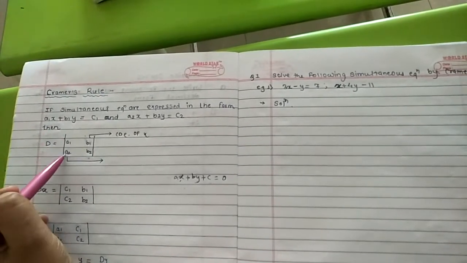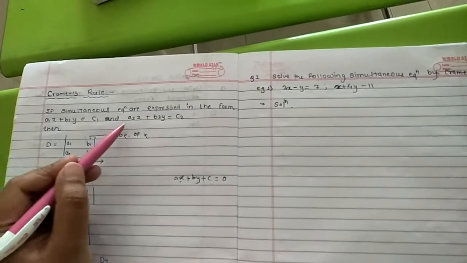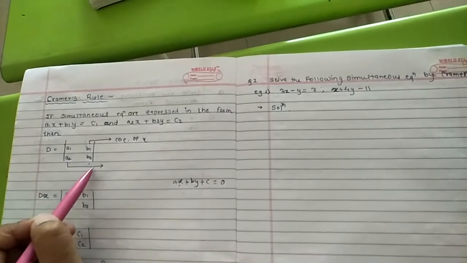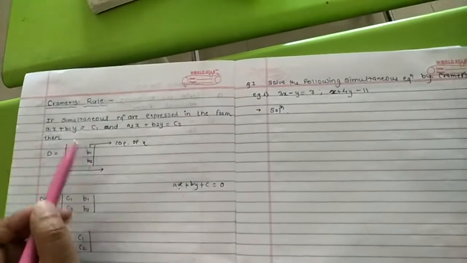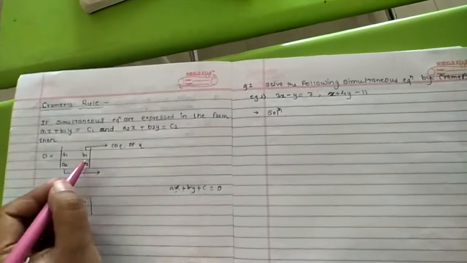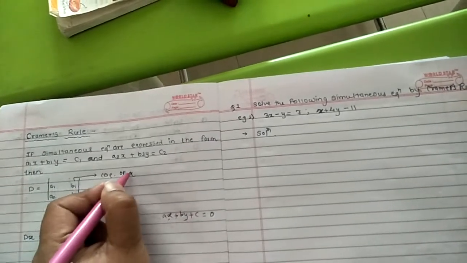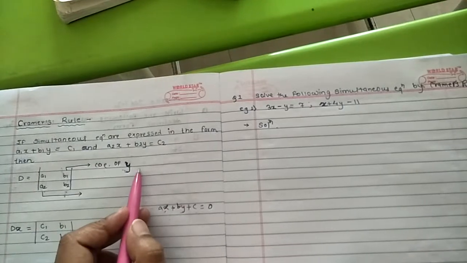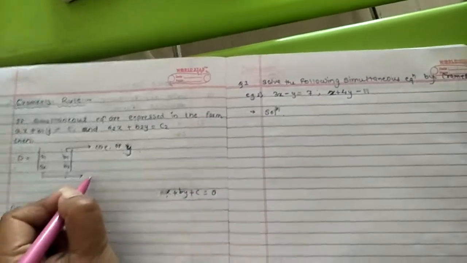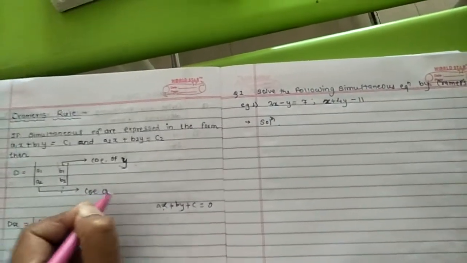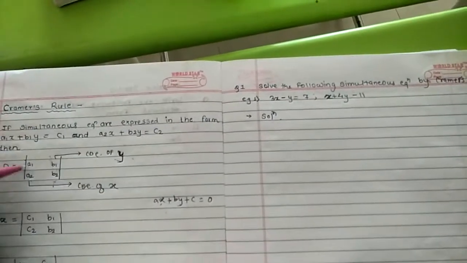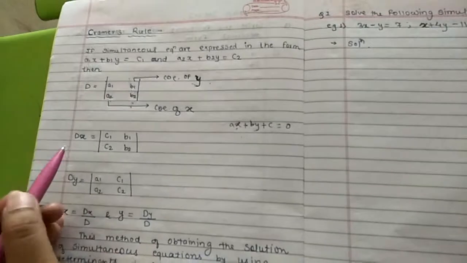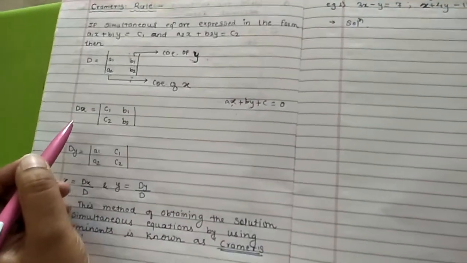Whatever numbers are in place of a1, a2 you have to write down here, and in place of b1, b2 whatever the numbers are, you have to write down here. So b1, b2 are the coefficients of y, and a1, a2 are the coefficients of x. All the x coefficients you have to write down there, and after that we have to find Dx.